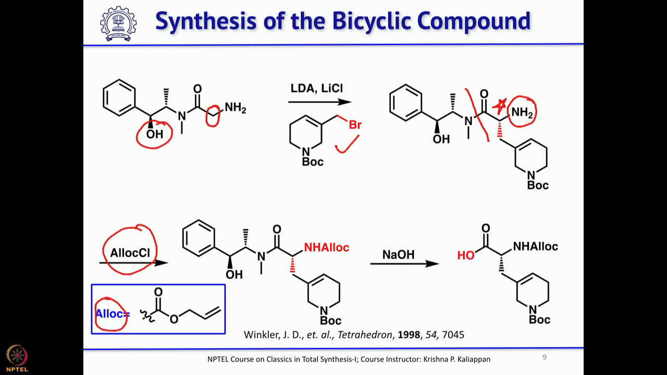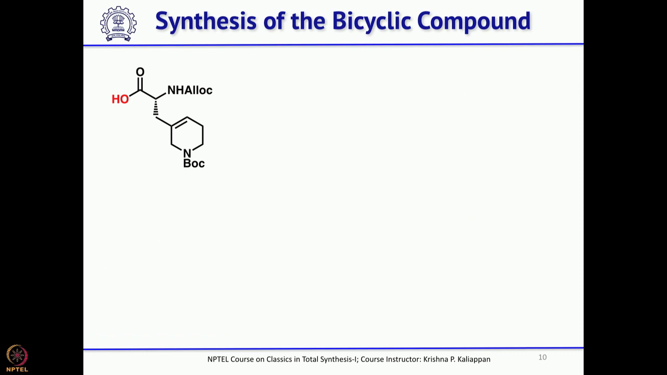So now as I said, you remove the chiral auxiliary. Once you remove the chiral auxiliary, you have the corresponding carboxylic acid. Now if you look at this carefully, this is a substituted amino acid, isn't it? This is a substituted amino acid, but unnatural. It's not a naturally occurring compound. It's an unnatural amino acid. So now one fragment is ready.